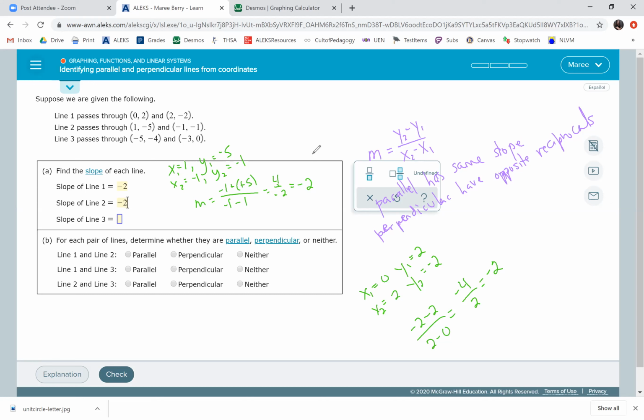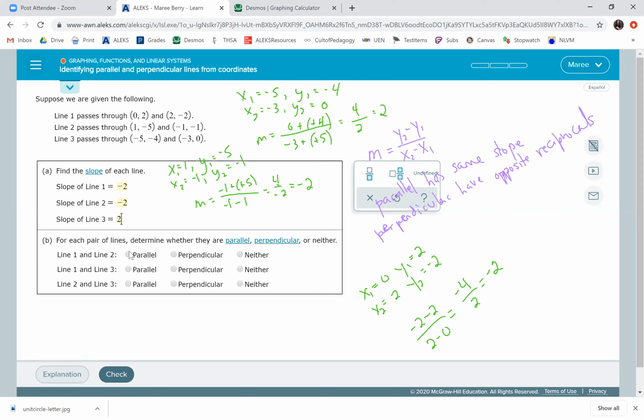Okay, so then let's figure out the slope for line 3. So we have x sub 1 equals negative 5, y sub 1 equals negative 4, x sub 2 equals negative 3, and y sub 2 equals 0. So slope is going to be y sub 2 minus y sub 1 divided by x sub 2 minus x sub 1. And we have a positive 4 divided by a positive 2. So this equals 2. And line 3 will be neither parallel nor perpendicular to the other two.